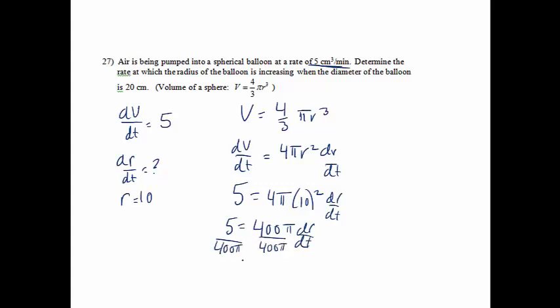And you may leave it as 5 over 400 pi, or you can divide this out, just make sure that the whole 400 pi is in parentheses if you decide to do that. So dr dt equals 5 over 400 pi, the pi is on the bottom, or that is equivalent to 0.004, and if we do need units in radius, my radius would be measured in centimeters per minute. So that would be my answer for that one.